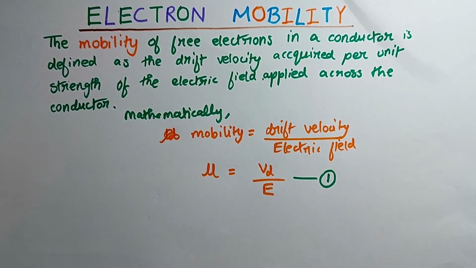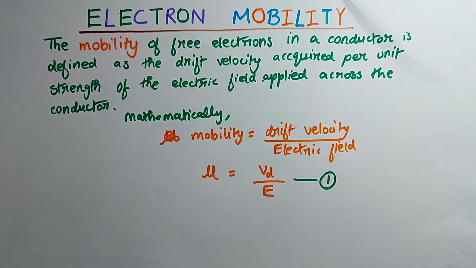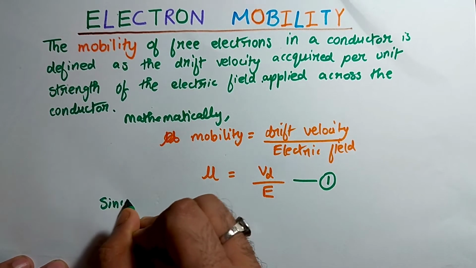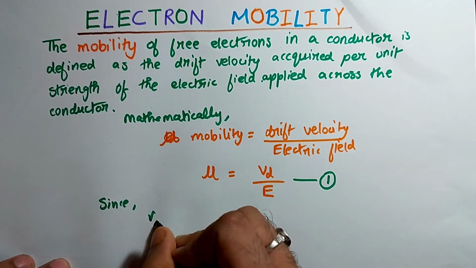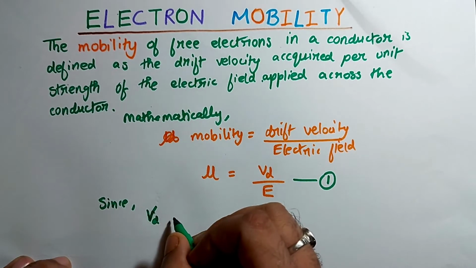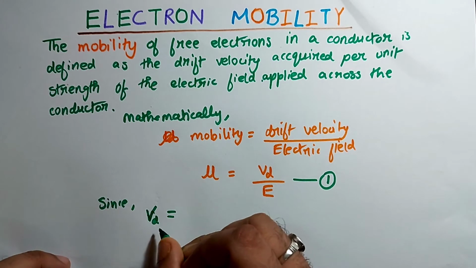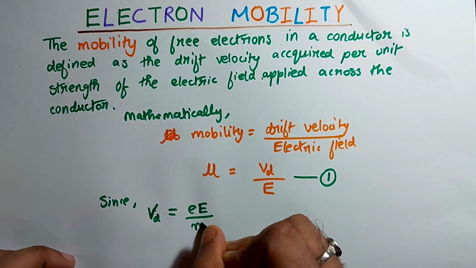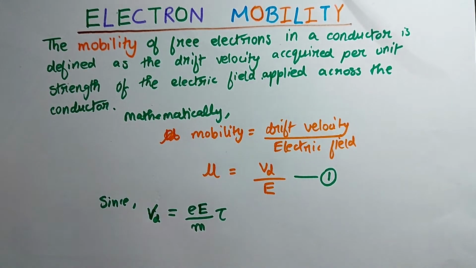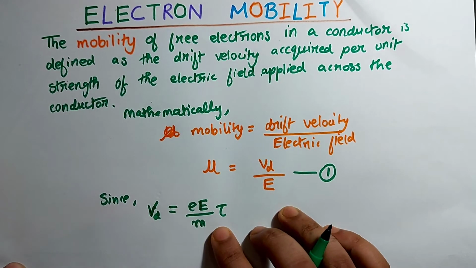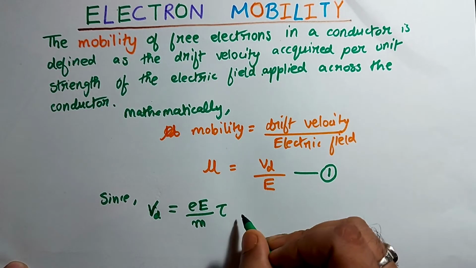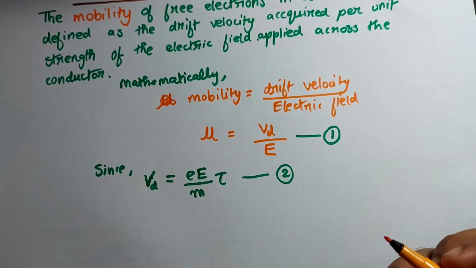We all know the relation between drift velocity and electric field. Using that in concept, we can write the drift velocity is given by Vd is equal to, we have done this in our previous lecture videos, Vd is equal to eE by m into tau. I will provide the link in the description box for this derivation. Let this be equation number 2.